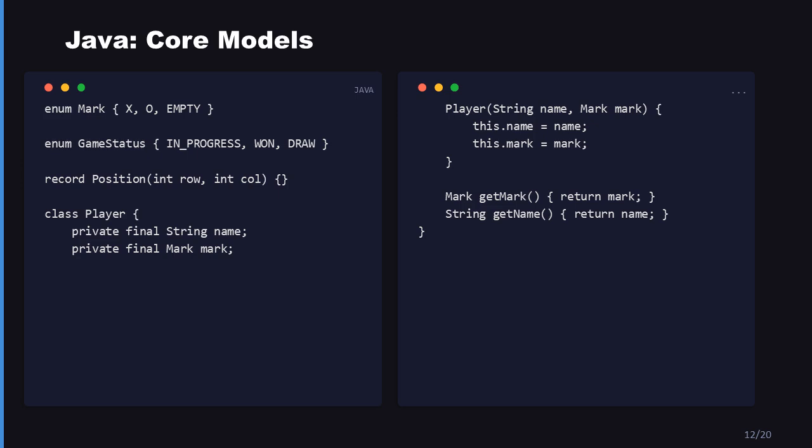Start with the smallest models. Mark can be X, O, or EMPTY. Game status tells us whether the game is still running, won, or draw. Position is a row and column. Player has a name and a mark. In an interview, these simple types make the rest of the code easier to explain.